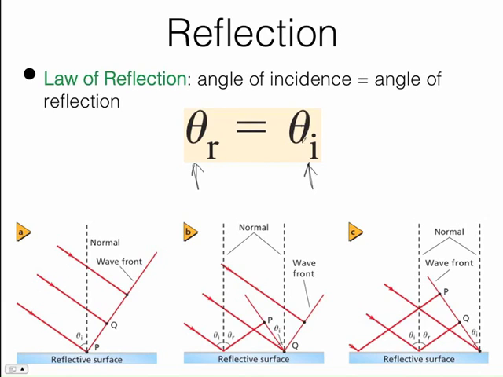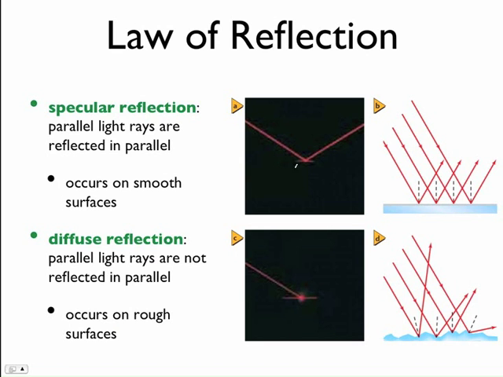Okay, we're going to talk about two different types of reflection. So we have specular reflection. This happens on smooth surfaces. Okay, so specular reflection happens on smooth surfaces. And what they have in this picture is a laser, and it's hitting something really smooth, and then it's bouncing off. So whenever you have specular reflection, the whole light ray hits the surface in the same spot, and then reflects off in the same spot.